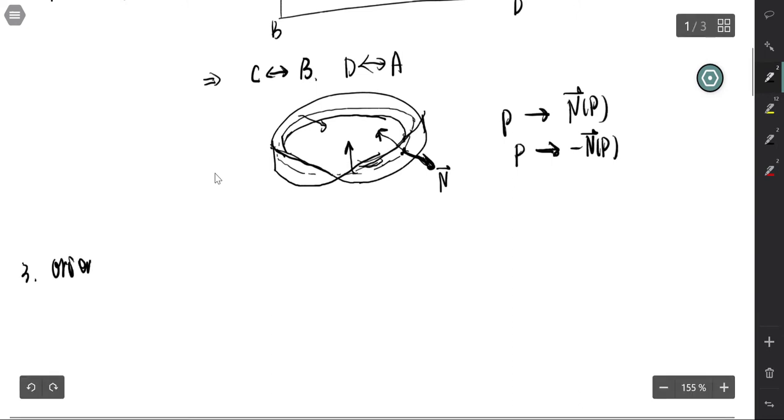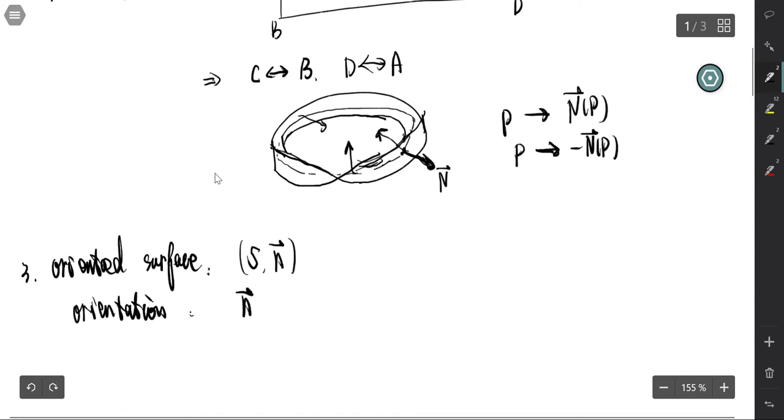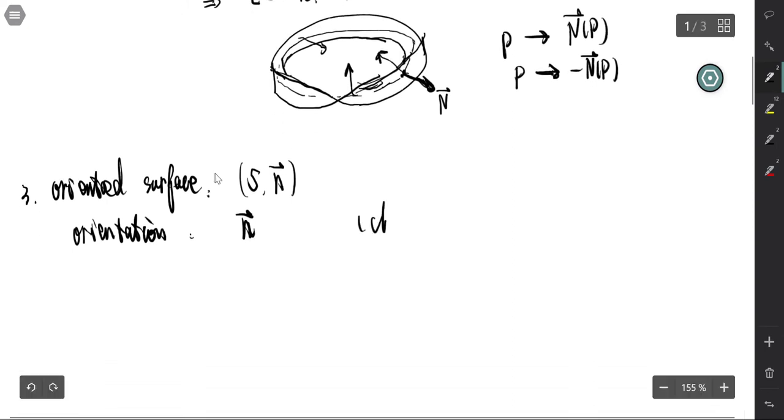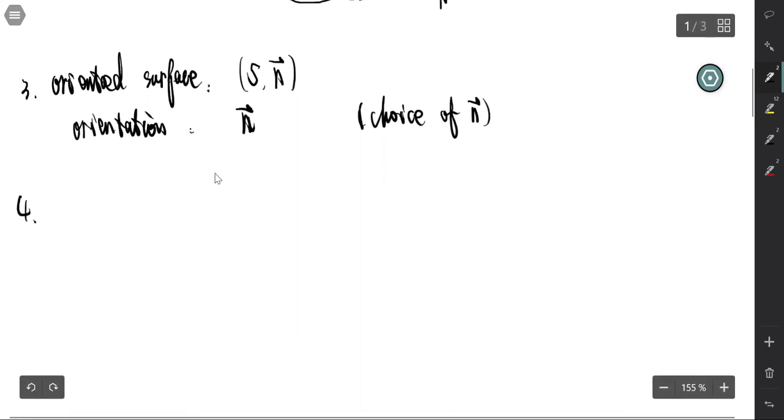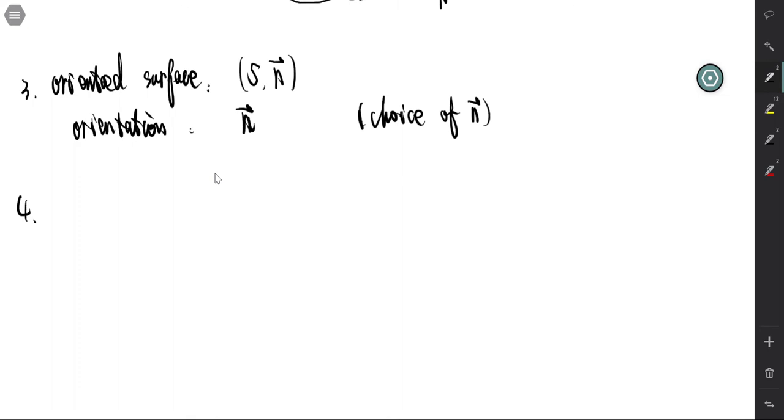and the oriented surfaces. That means the surface together with the choice of its normal vector is called an oriented surface, and the N is called its orientation. The choice of N is orientation, because for any two-sided surface, it has two orientations. And in practice, there are many orientations we can use, such as upward, downward, inward, outward.